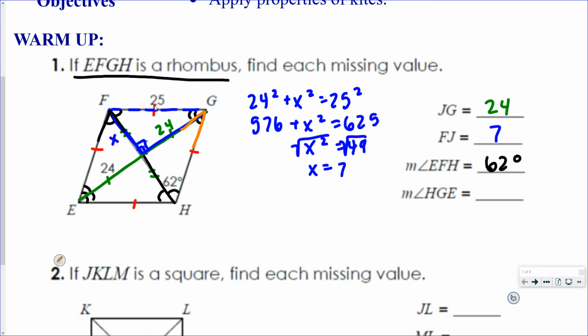HGE. There's a couple ways you could figure this out. I see this as one little triangle. And I know it's a right triangle. So for me, the easiest way to do this would be 180 minus 90 minus 62 to figure out this angle. Which was 28. Yep, 28. That could be one way.